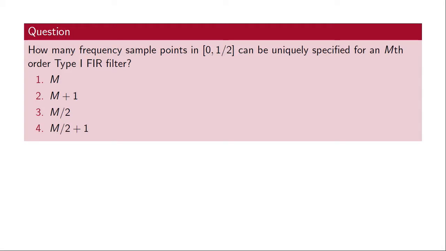So in the previous example, where we designed the type 1 FIR filter with unevenly spaced frequency sample points, how many frequency sample points can we actually specify if we're designing an mth order filter? Can we specify a total of m frequency sample points uniquely? Can we specify m plus 1 frequency sample points? Can we specify m over 2 frequency sample points? Or can we specify m over 2 plus 1 frequency sample points?